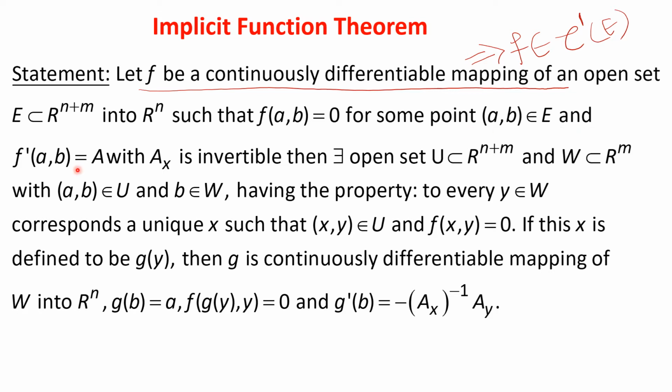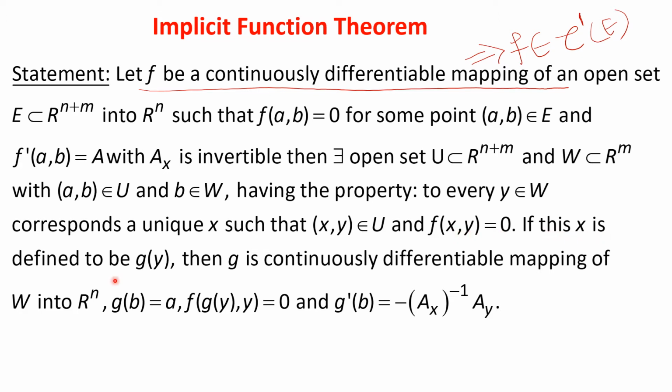and F'(a,b) is equal to A, that is the linear operator. So you can see that this is the differential operator. Every differentiation is nothing but a linear operator, with A_x invertible. So one of the transformations is invertible, that means it is bijective. Then there exists open sets U subset of R^(n+m) and W subset of R^m with (a,b) belonging to U and b belongs to W, having the property that to every y belongs to W corresponds a unique x such that (x,y) belongs to U and F(x,y) is equal to 0.